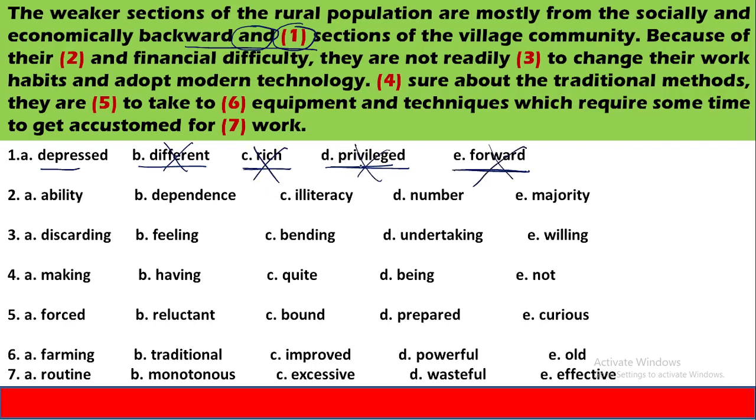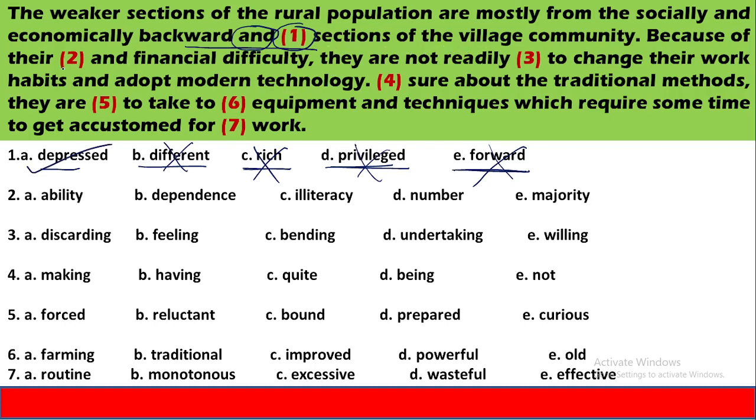If you talk about the meaning of the word privileged, it means having a special right. Of course, rich means wealthy, someone with a lot of riches. Forward is again a positive word. So none of these 3 words will come at this place. The only word that we are left with is depressed. Definitely I will go for this option. Backward and depressed sections of the village community.